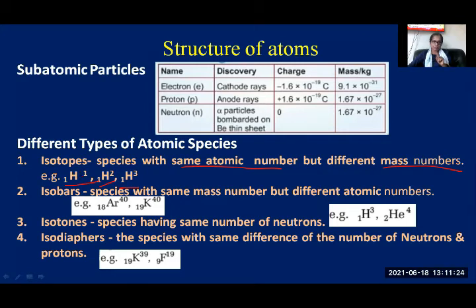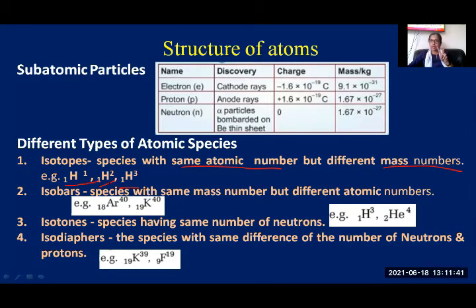So in protium it is 1, in deuterium it is 2, and in tritium it is 3. What does that mean? In protium there is only one proton and no neutron. In deuterium there is one proton and one neutron.